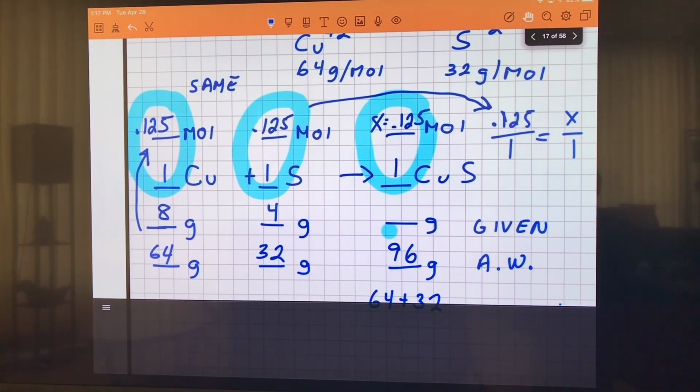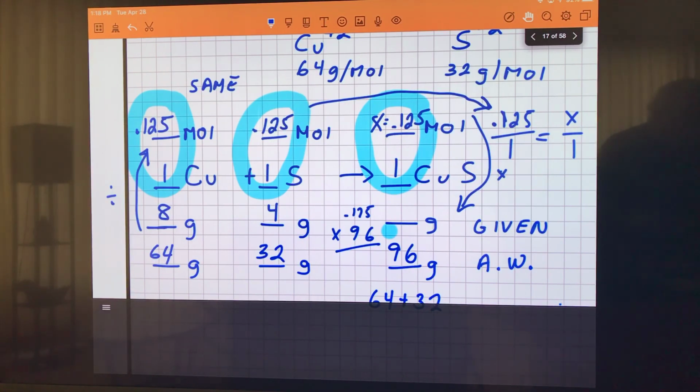And my last step, step number 12, is to convert moles back to mass. Well, I do this with multiplication. Remember, this one was divide, this one is multiply. So 0.125 times 96, and I get exactly 12 grams. That's my final answer, 12 grams.